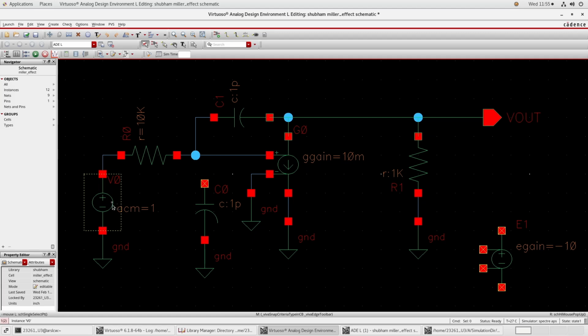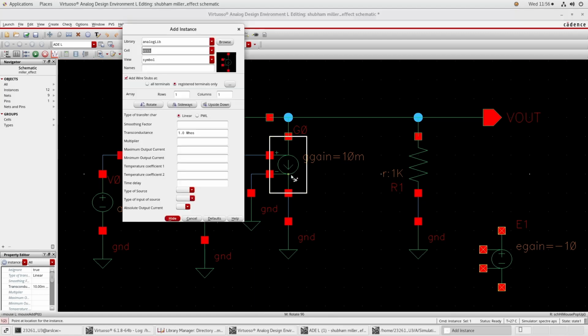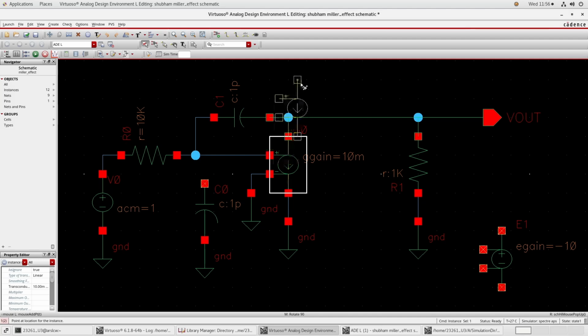This one is a DC source. This one is from the analog library. This one also, this one also. The name of this instance is voltage controlled current source. So go to the analog library and search this one, and you will get it. I have taken a voltage controlled current source because a MOSFET is by default that only.